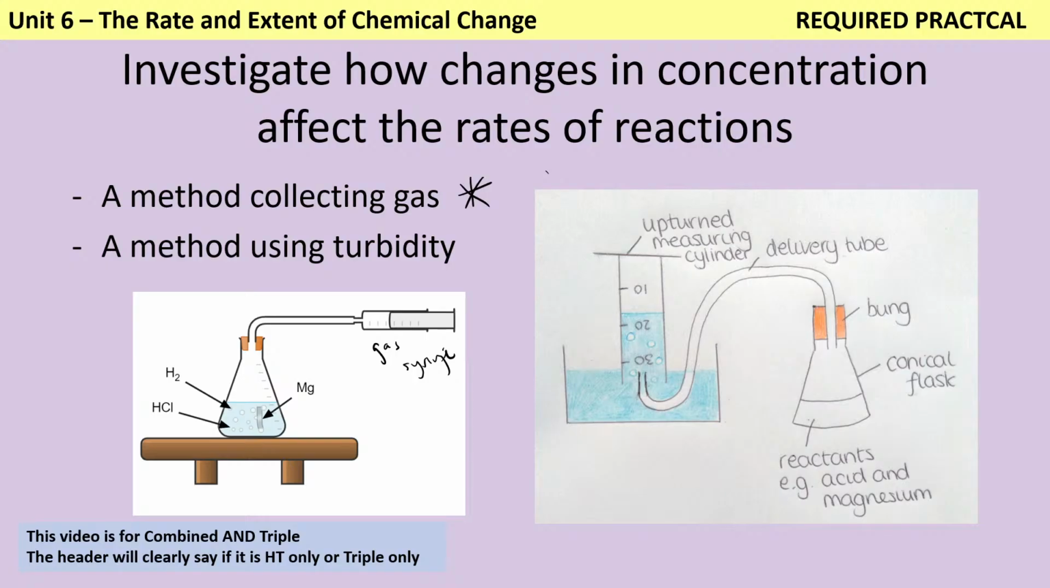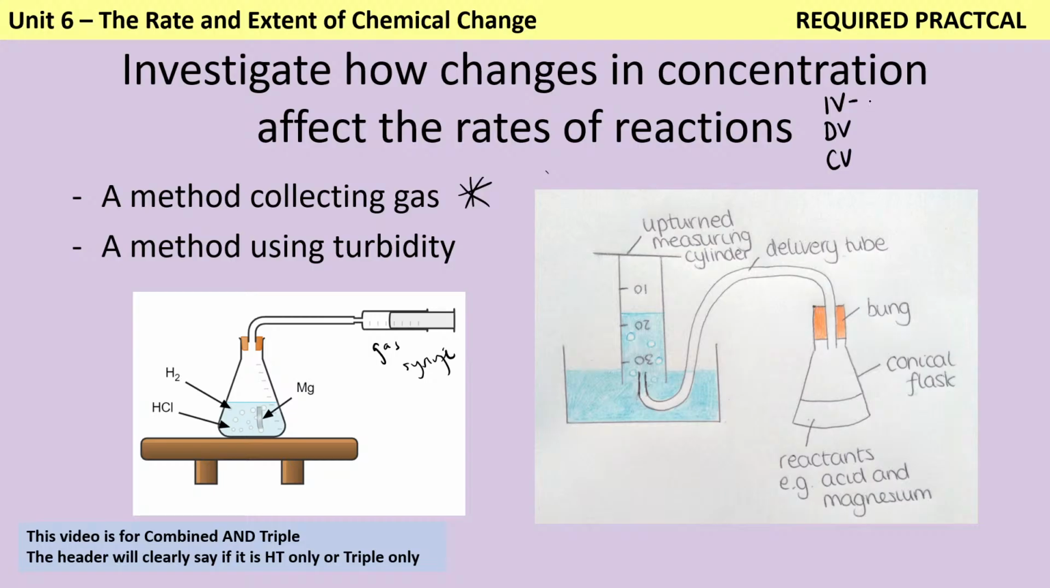So measure the volume of gas that is produced every 5 seconds, or every 10 seconds, or whatever it is. Because this is a required practical, because this is an investigation, you need to make sure that you are clear and you can describe what your independent variable, your dependent variable, and your control variables are.